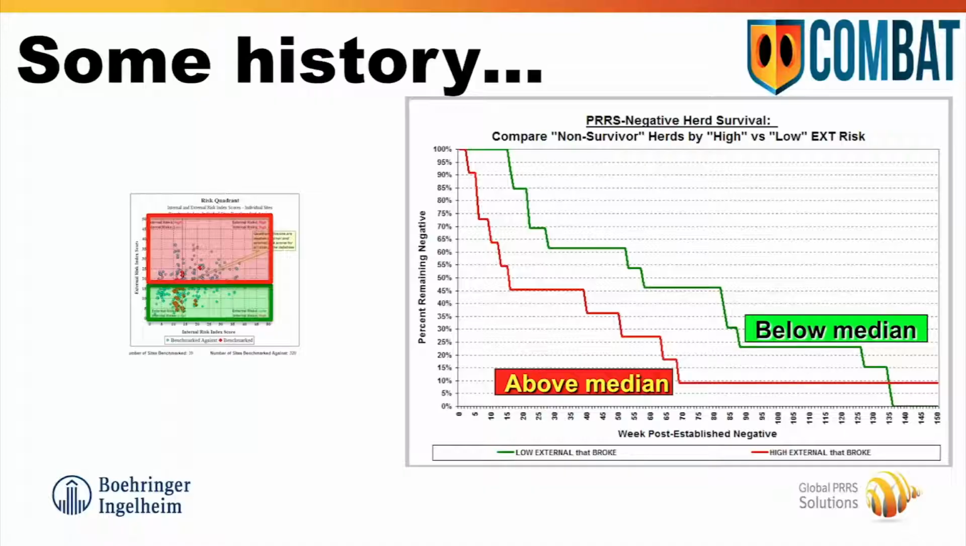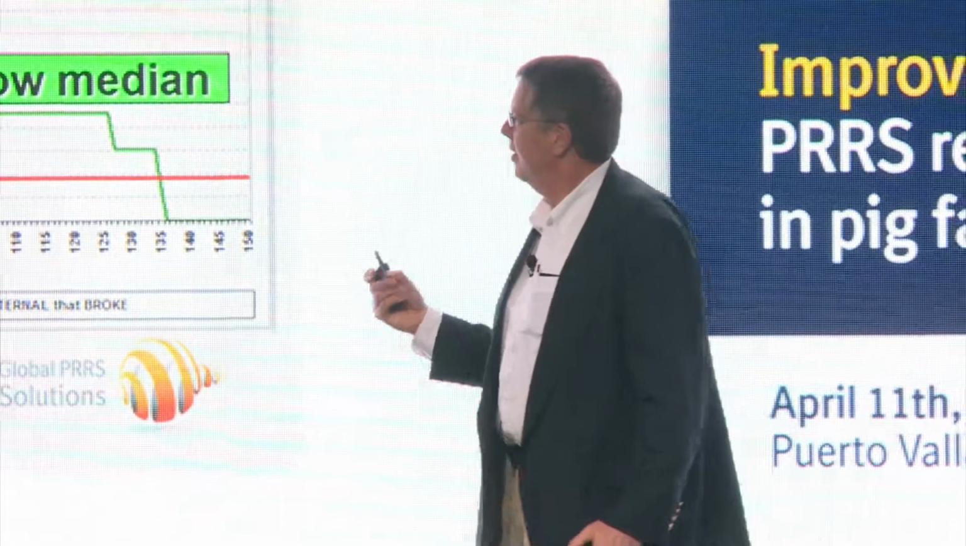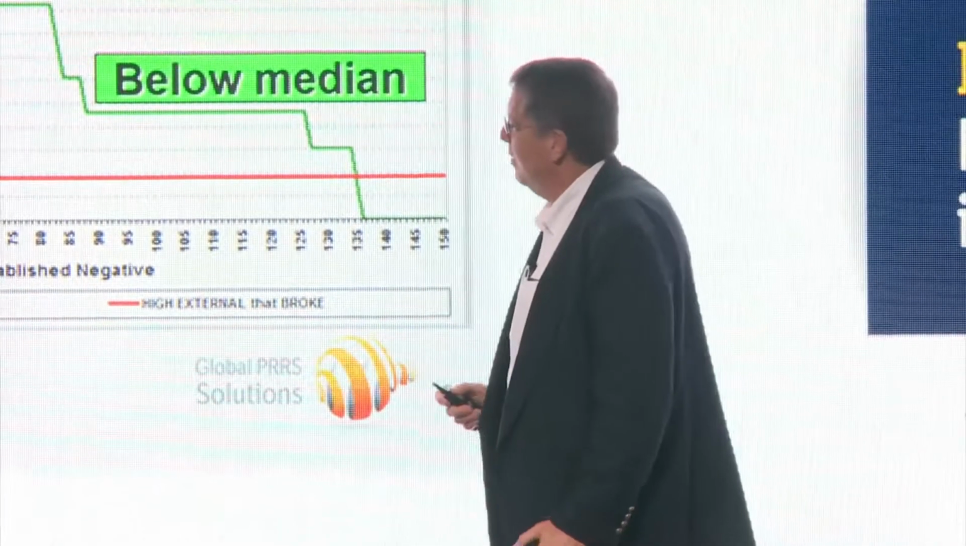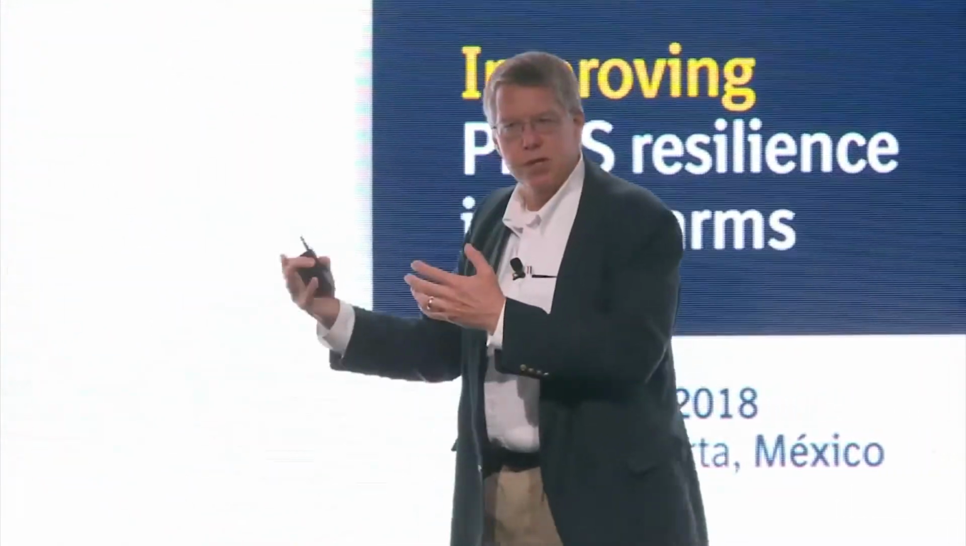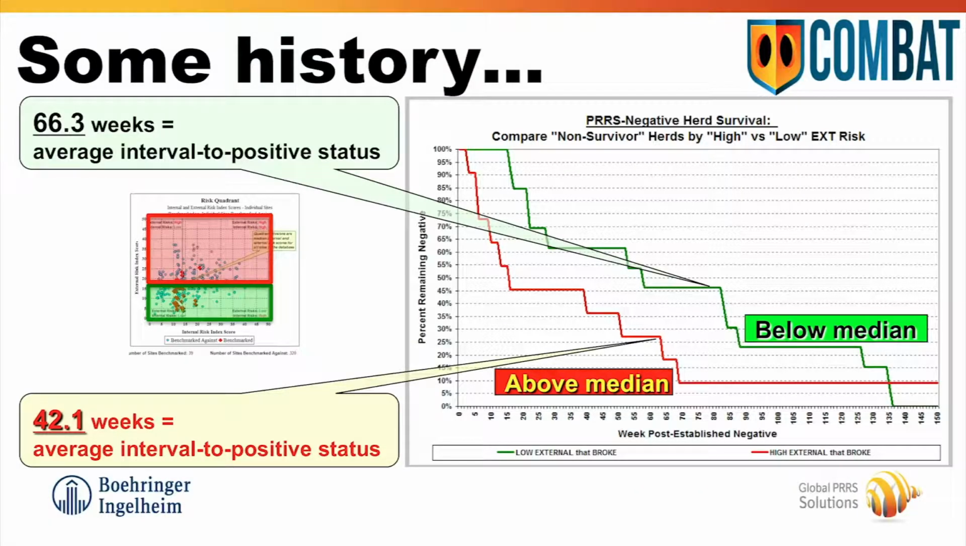Even those farms that broke did better in terms of how long they survived. What we're looking at here is, of the farms that broke, what was the average survival time in weeks? Those that were high risk, above the median, survived on average 42 weeks, less than a year. Those that were in the low risk category, or below the median, survived for 66 weeks, so 50% longer survival, even if they broke.